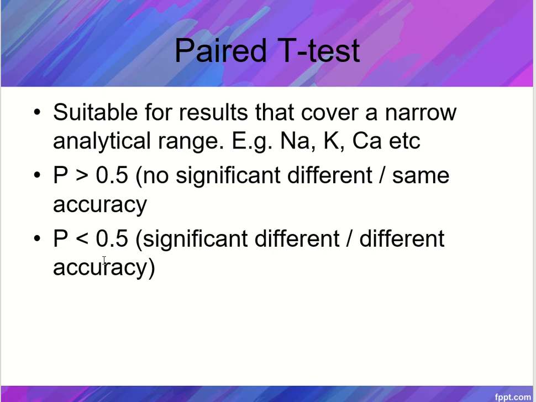So usually if you do research, you will be hoping that your p value is less than 0.05, right? Because you want something significantly different. But for this method comparison, we really want the p value to be more than 0.05, meaning that there will be the same accuracy between the new method and the available method.